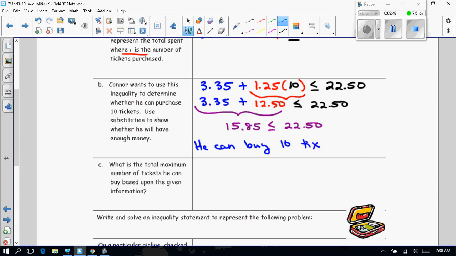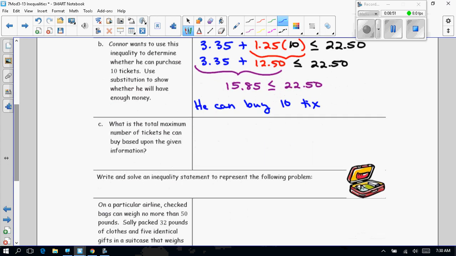What is the maximum number of tickets he could get? All right, so now let's just solve this for R. Let's figure out, well, what if he doesn't want to do 10? What if he wants to do more? How many more could he do? So let's take the $3.35 plus the $1.25 times the number of tickets is less than or equal to $22.50 and solve for R. You're going to solve this just like you would if there was an equal sign, okay? So we're going to subtract $3.35 from both sides because it's currently being added, or it's a positive number, however you want to think of that. And let's subtract that over.